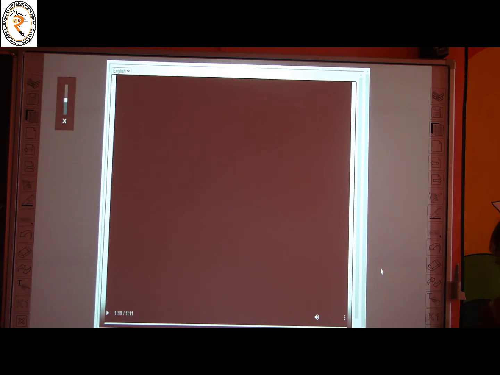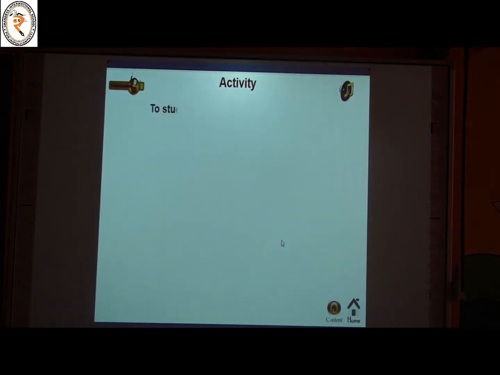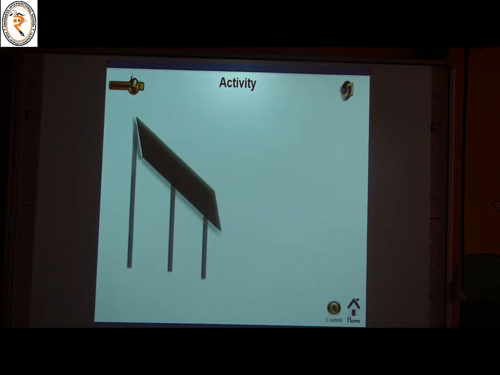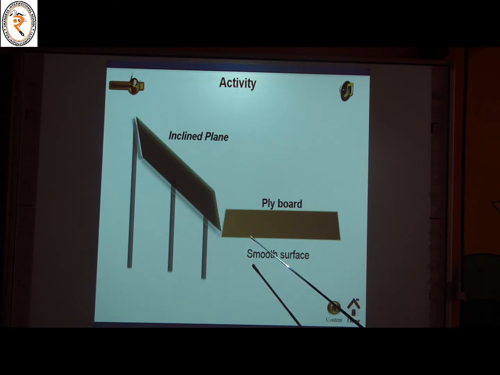So the rough surface and smooth surface affect the force of friction. And the next one, see the activity. It is an inclined plane, and this is a plywood. This surface is a smooth surface. When a ball moves on an inclined plane with a smooth surface, it moves faster.